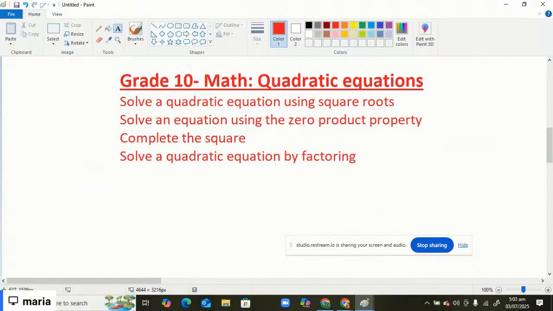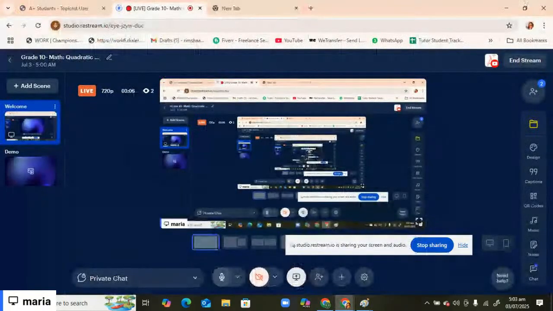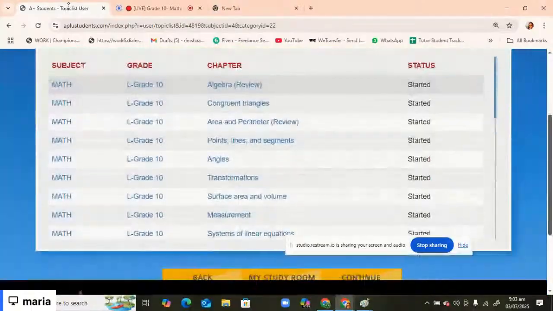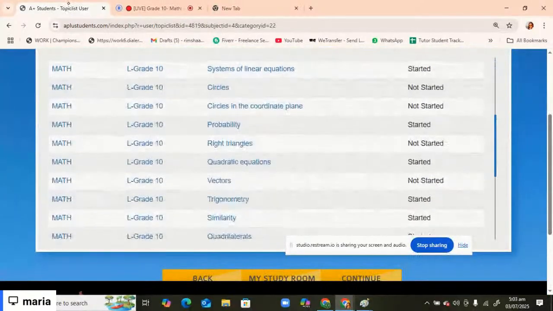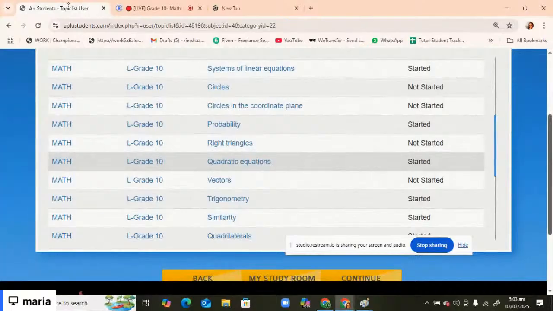You can find all the lessons on aplusstudent.com. You have to log in using the email and the password provided by the administrator. Go to the subject tab, select maths from there, scroll down to grade 10, view all chapters. So here is the list of the chapters, and we are on the chapter quadratic equation.